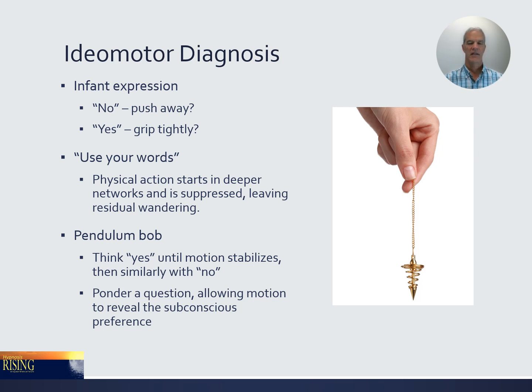We ask the client to meditate on yes and note the shape of the bob's wandering. This is repeated with no. We then ask the client to meditate on a yes-no question, and the subconscious expresses its preference, and the residual muscular tension revealed through the motion of the bob.